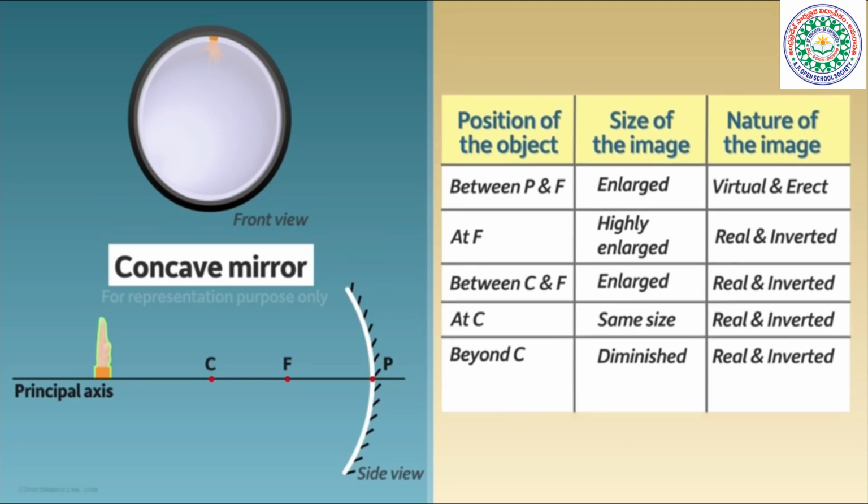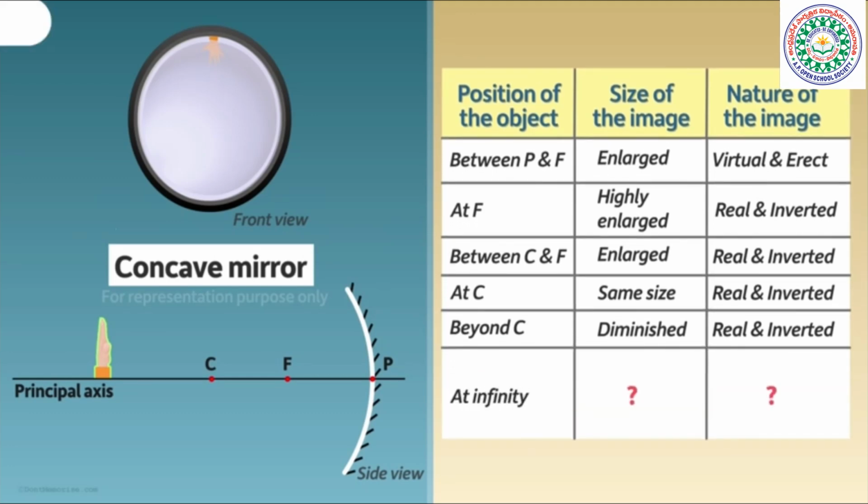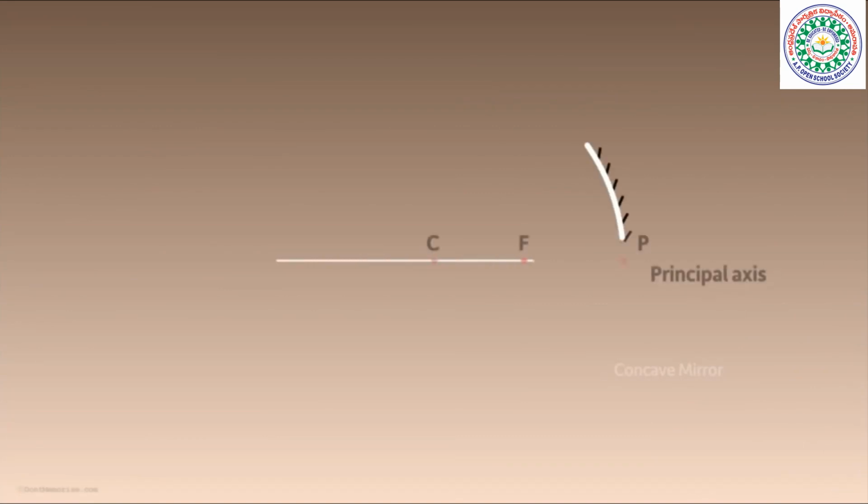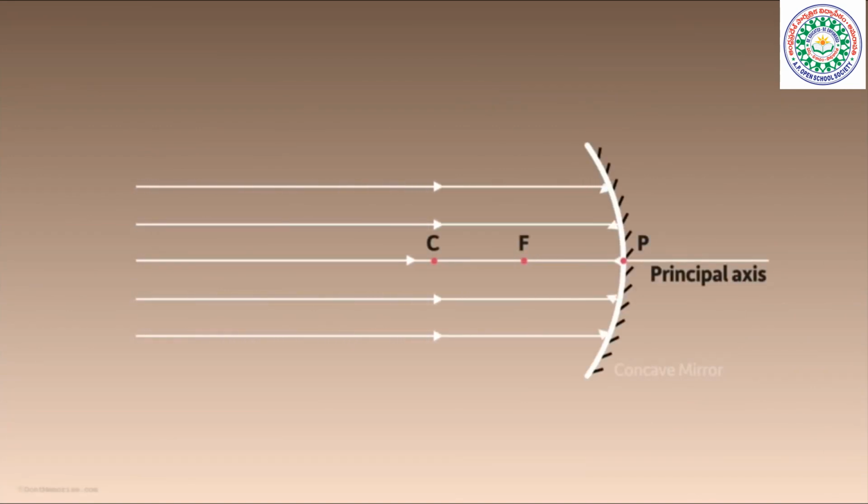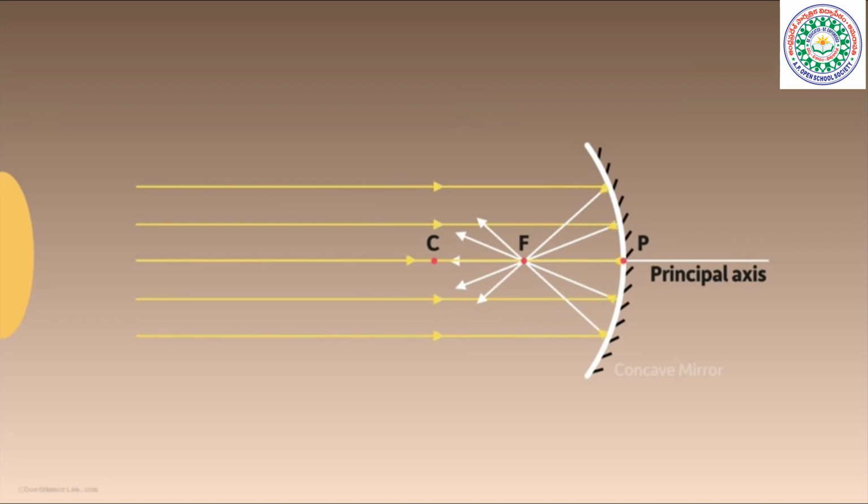What if the object is placed at infinity? Well, if you remember, in our previous video, we saw that rays of light parallel to each other as well as to the principal axis will converge at the focal point. And in that example, our object was the sun. The sun is at a very large distance away from the earth, and hence we consider the rays of light from it reaching the surface of the earth to be almost parallel. The image of the sun will be formed at the principal focus.